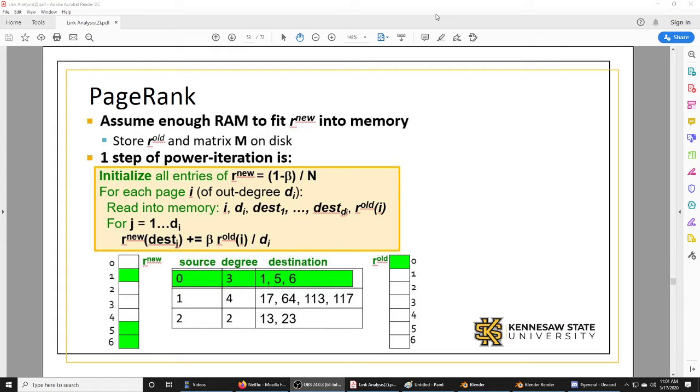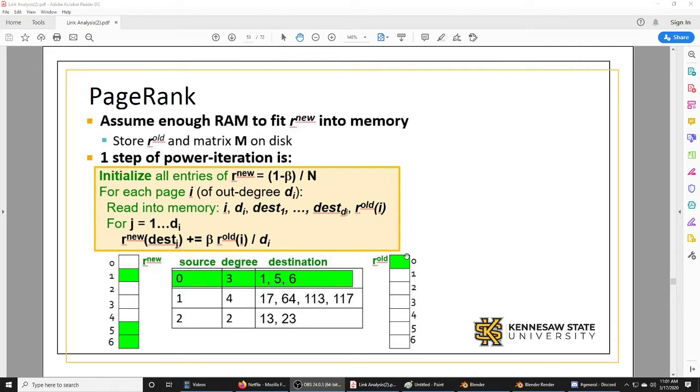All right. So we have R old. Let's look at R old. We're looking at the first selection, the first rank in the individual. So the source is web page 0. Web page 0 has an out degree of 3, and it goes to web page 1, web page 5, and web page 6. Source 1 has a degree of 4. It goes to web pages 17, 64, 113, and 117. Web page 2 has a degree of 2. It goes out to 13 and 23.